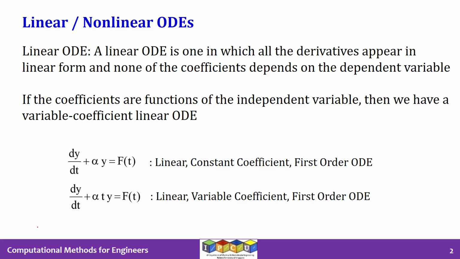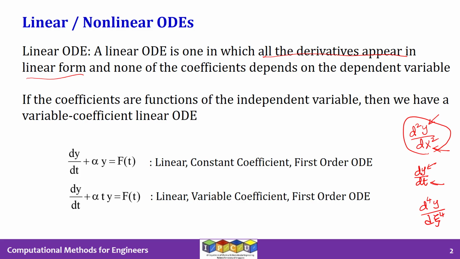The first characteristic is that all the derivatives will appear in linear form. For example, you can have terms like d2y/dx², where y is the dependent variable and x is the independent variable. This is okay because this is the simple second order derivative. You can have terms like dy/dt, where t is the independent variable and y is the dependent variable. You can have terms like d⁴y/dψ⁴, where psi is the independent variable and y is the dependent variable. This is just the fourth derivative. So there is nothing nonlinear about any of these.